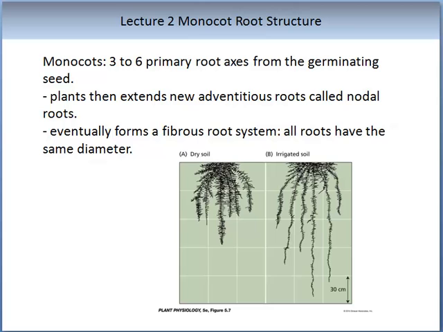On the slide, you can see the structure of a monocot root system. On the left-hand side is a monocot root system which has developed in a dry soil, while on the right-hand side is a monocot root system that has developed in an irrigated soil.